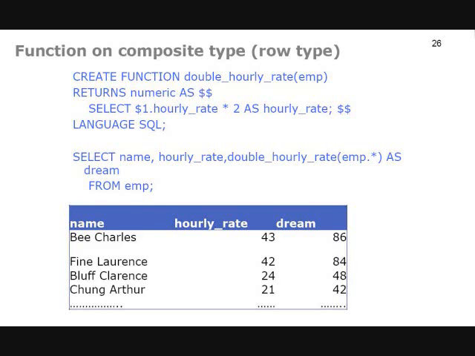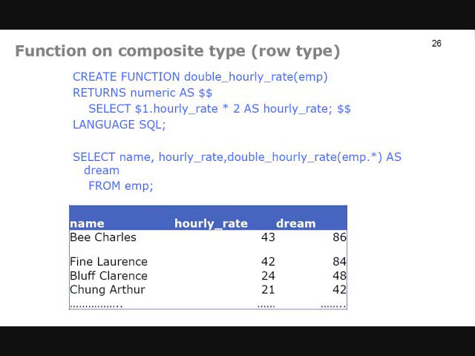So this time, at this point I'm not returning a composite type, but I am passing to the function a composite type, a row. So I'm not passing a single number, I'm passing a row of values from a table, which is the table emp. So return numeric as, and then there begins the body of my function.